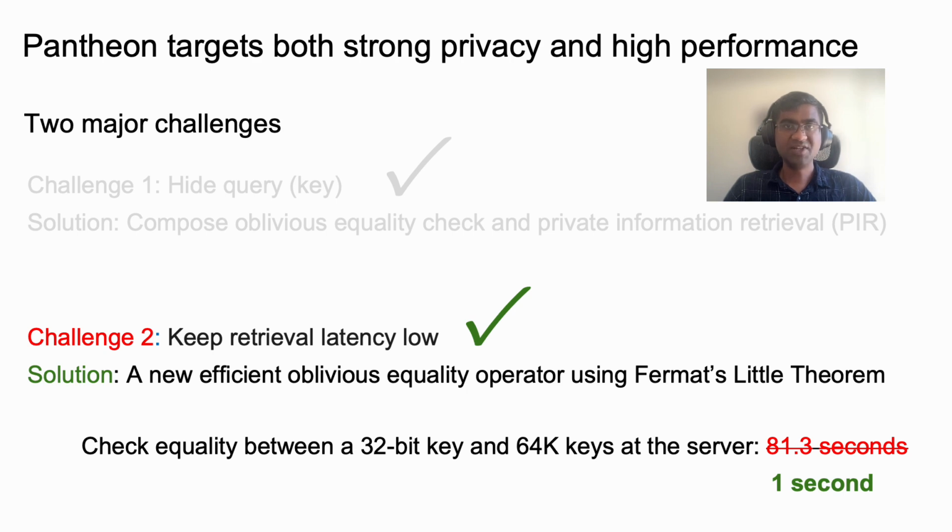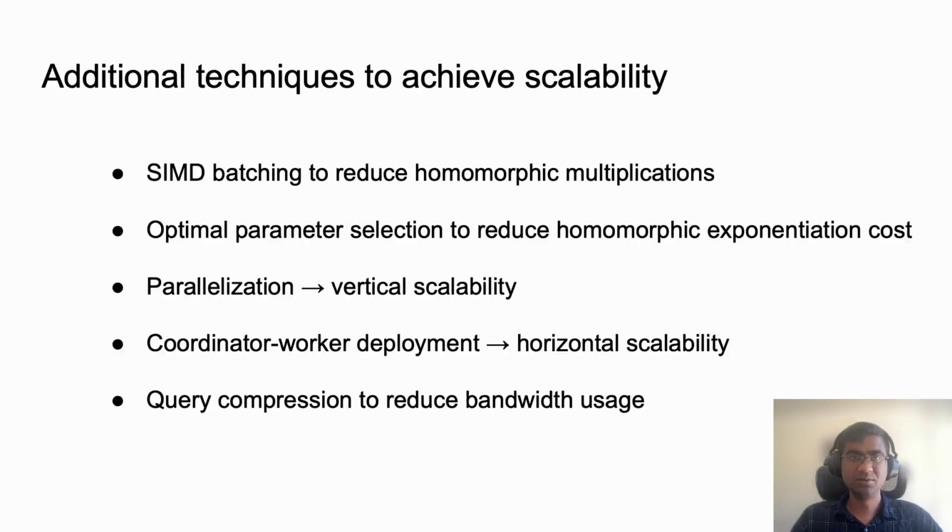Pantheon also uses some additional techniques to make it scalable. We use SIMD batching and a careful parameter selection to reduce costs for homomorphic operations. Then we parallelize individual homomorphic operations across multiple cores of a machine to obtain vertical scalability. We also deploy the Pantheon server over a cluster of machines to get horizontal scalability. Finally, we also propose a query compression technique to reduce the network overhead. Details of these techniques are available in our paper.